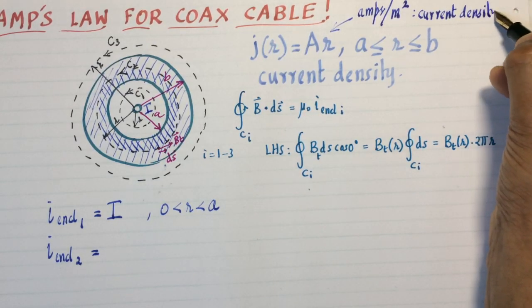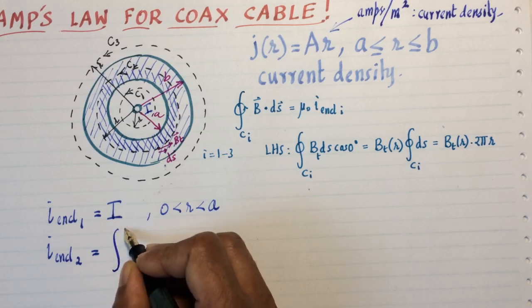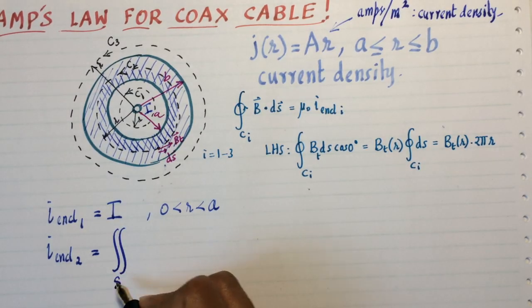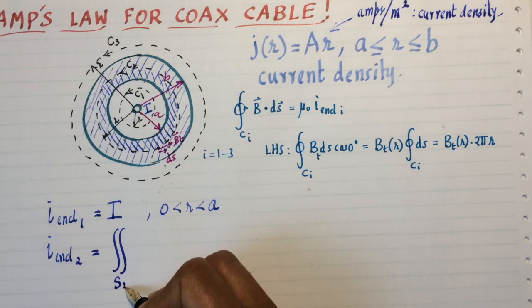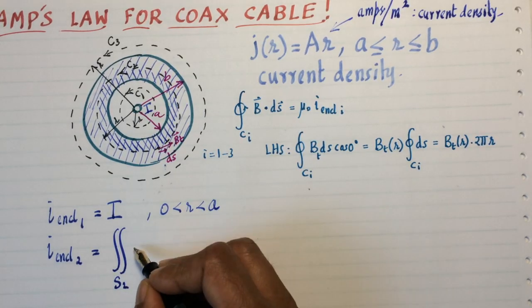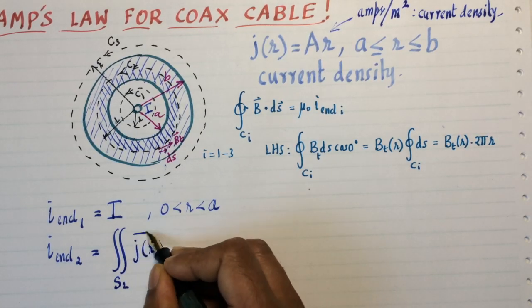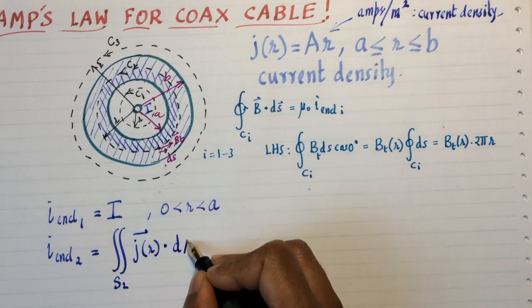And it's always indicated by the symbol J. So the way current density has to be used is the following. It's the double integral over the surface S2, I'll explain what the surface S2 is, of J of R vector dot dA.